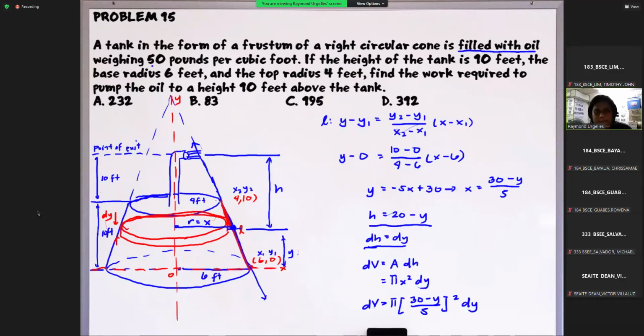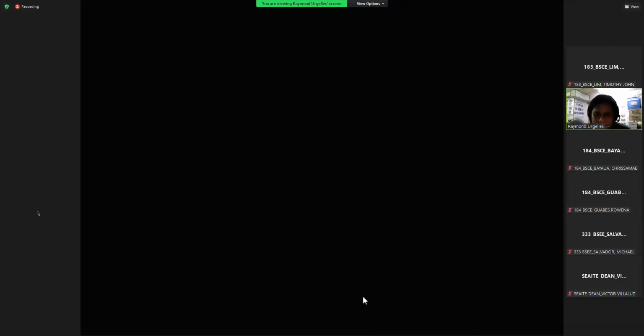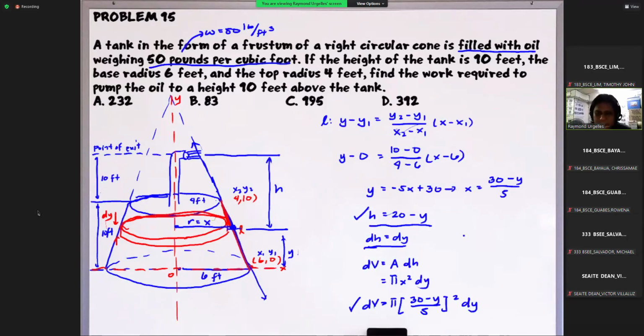Sabi dyan, 50 pounds per cubic foot, so kaya meron na tayong omega dito. Again, this is 50 pounds per cubic foot. Tapos meron na tayong h, meron na tayong dV. So we can now solve the work done.